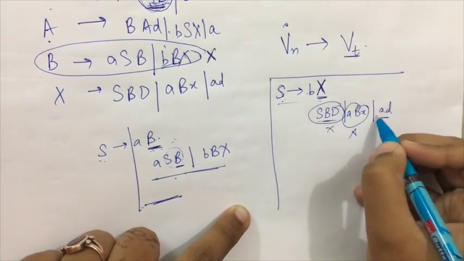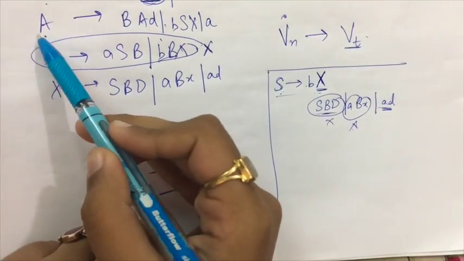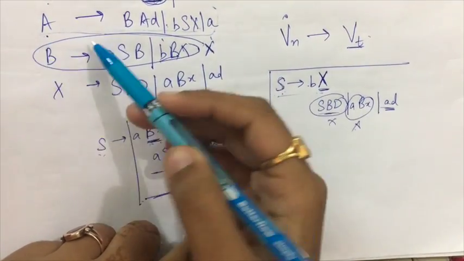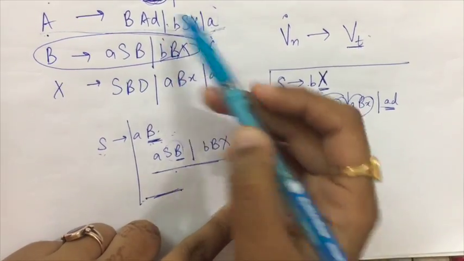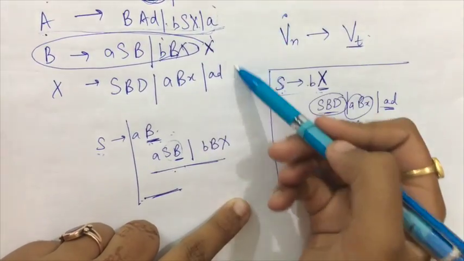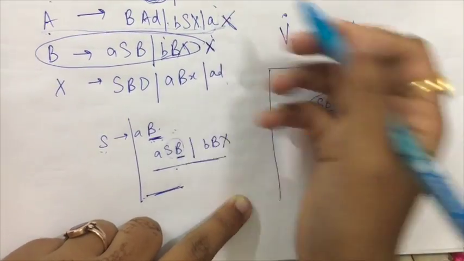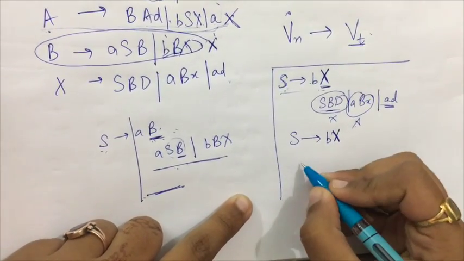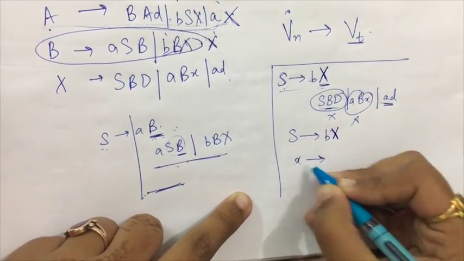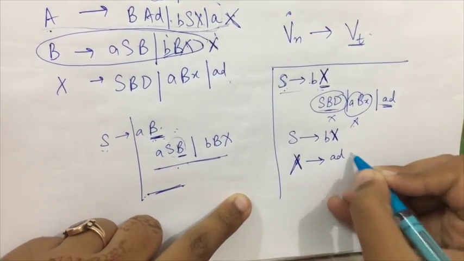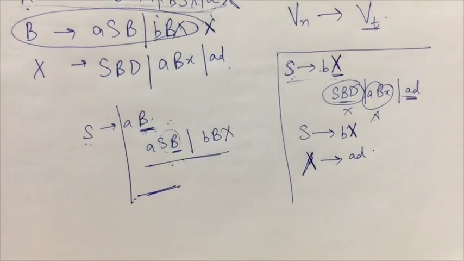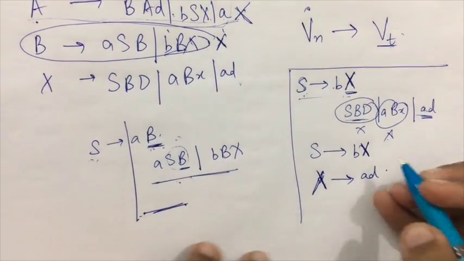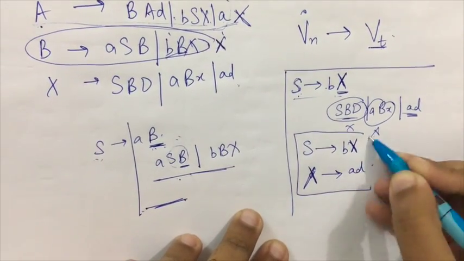And now we see X is AD. So we have this one production rule. It will never be able to reach over here. Means there is no use of it. Whether it was there or not, it does not affect the production rules. So we even cross it out. So we are left with S gives me BX and X gives me AD. Okay, now this is our final reduced CFG.